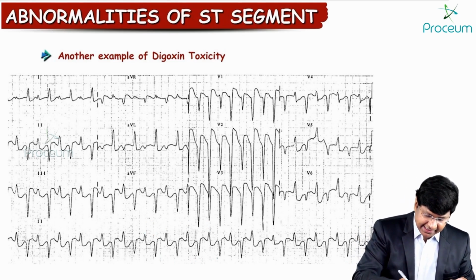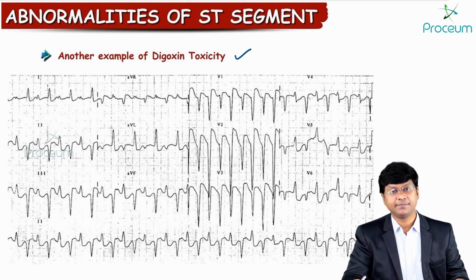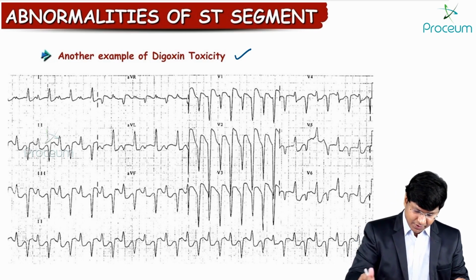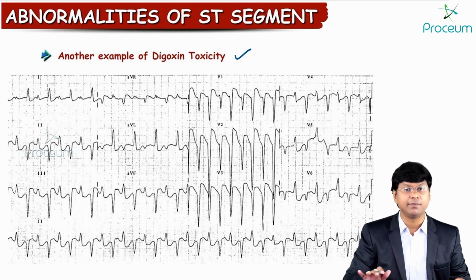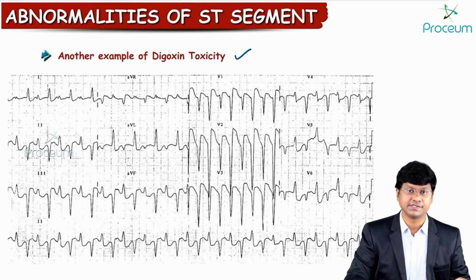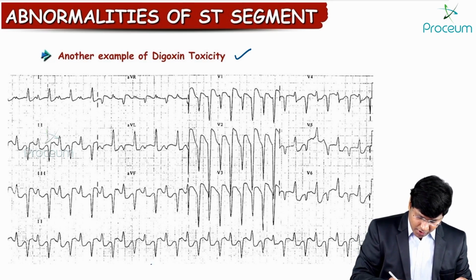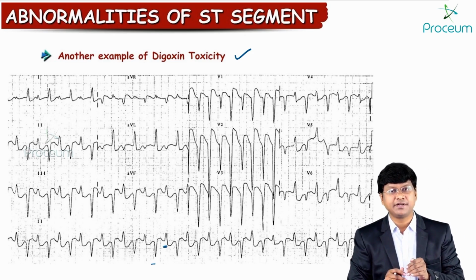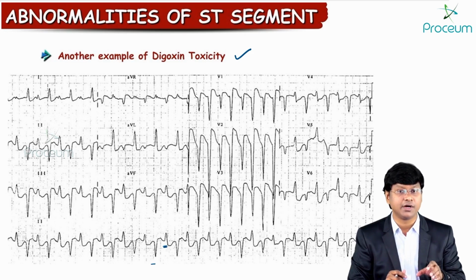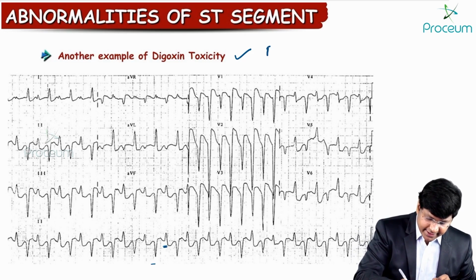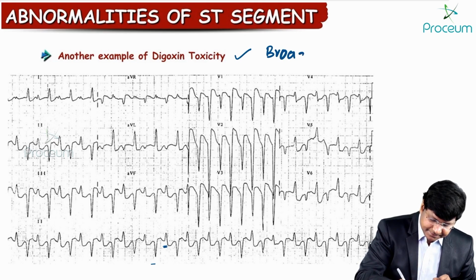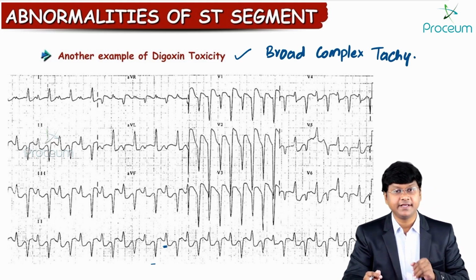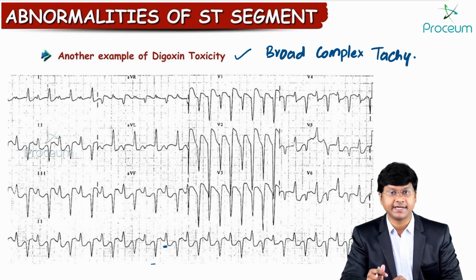If you see another example of digoxin toxicity, what you are observing is that more or less all the complexes are broad QRS complexes. You see all of them are broad QRS complexes. It is definitely what we call a broad complex tachycardia.